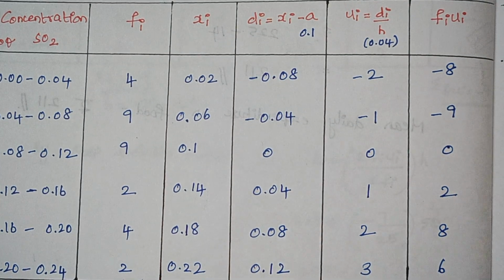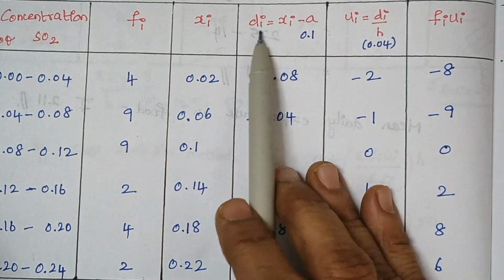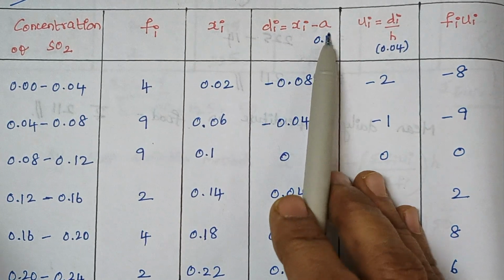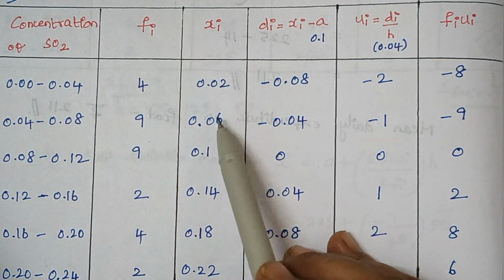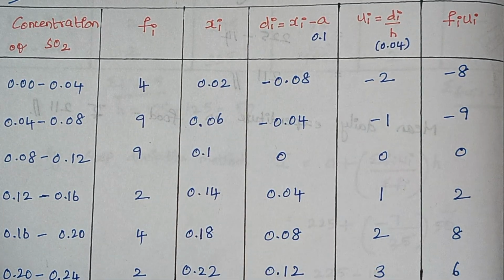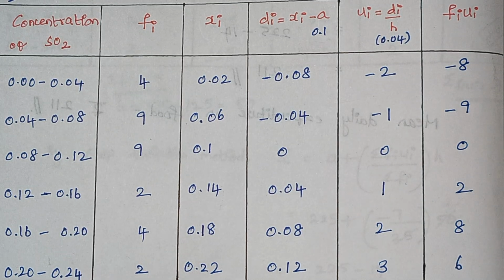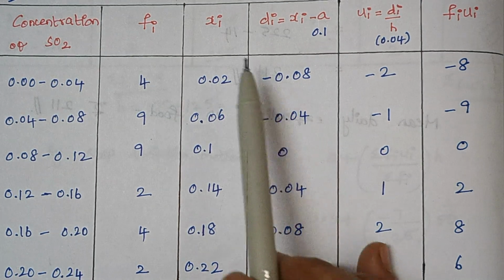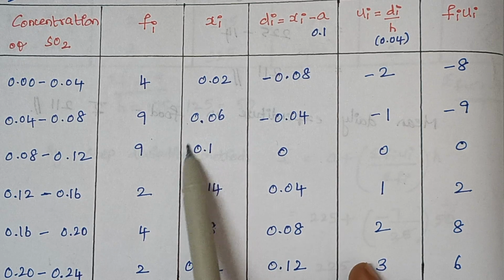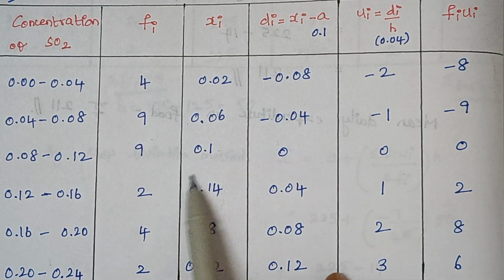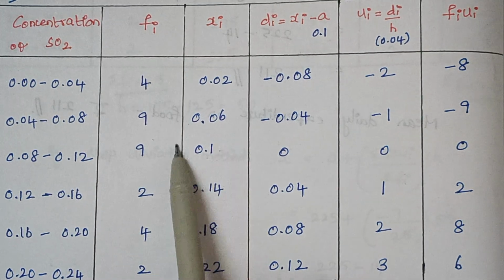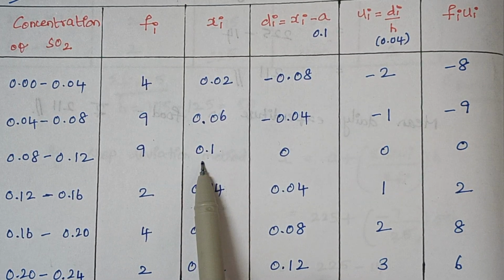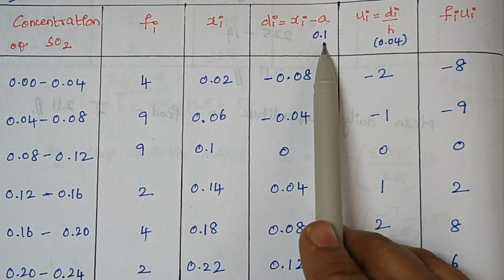Now the next thing is we are going to find Di. Di is nothing but Xi minus A. Again, count the number of values we have: 1, 2, 3, 4, 5, 6. So we have an even number of values. Therefore, you can select the value of A as 0.1 or 0.14. It is up to you. In this problem I have selected the value of A as 0.1.